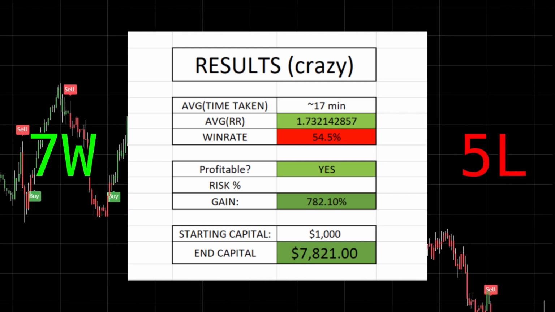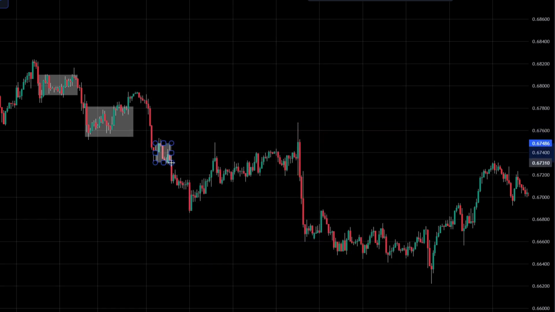To further improve the win rate, consider adding additional confirmations to avoid trades in consolidating markets.